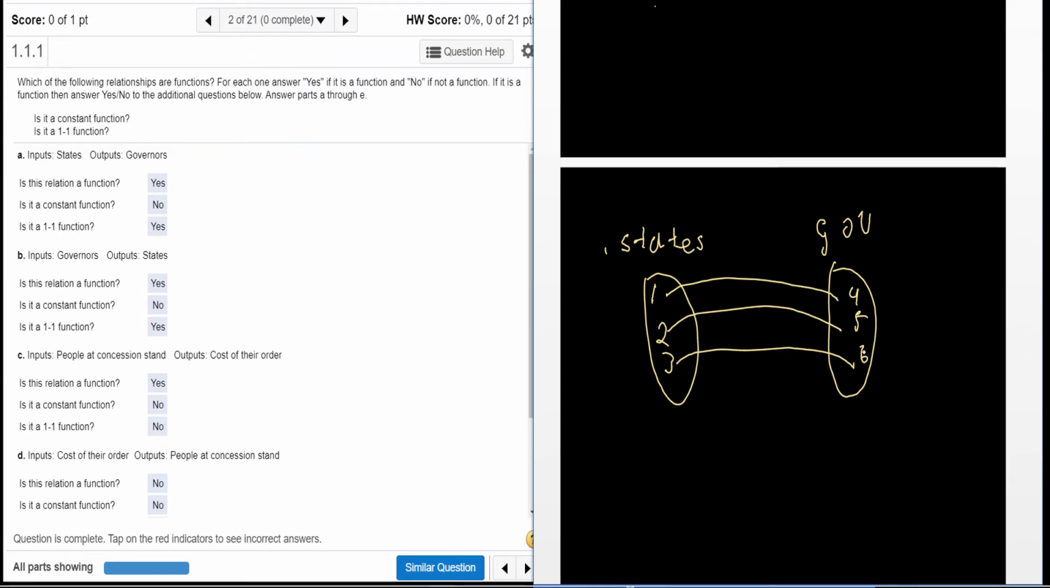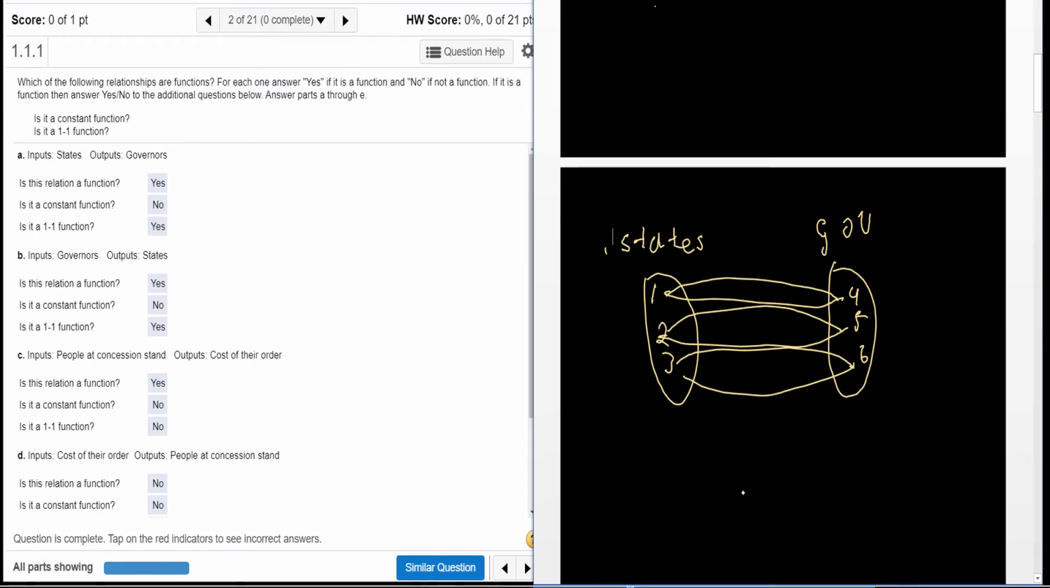Is it a constant function? By definition, it's not a constant function, because each state would have to have the same governor. So it's not a constant function. Okay. Is it a one-to-one function? If we map it back, we see that each governor has one state. So it is a one-to-one function.